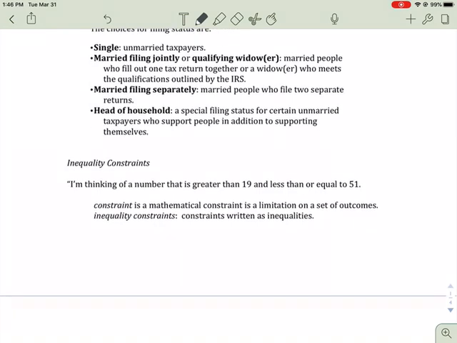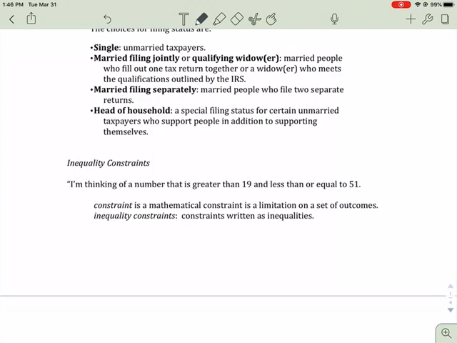So when we do your taxes, it's kind of like an interval, where you have to be between this number and this number. So there's a starting number and an ending number, and then in between. And this is where we're going to find our taxes, like how much you're going to pay, things along those lines. So we're going to backtrack and talk about the constraints. Don't get hung up on the words, all right, guys? If you're thinking of a number that's greater than 19, but less than or equal to 51, that's an inequality kind of concept.